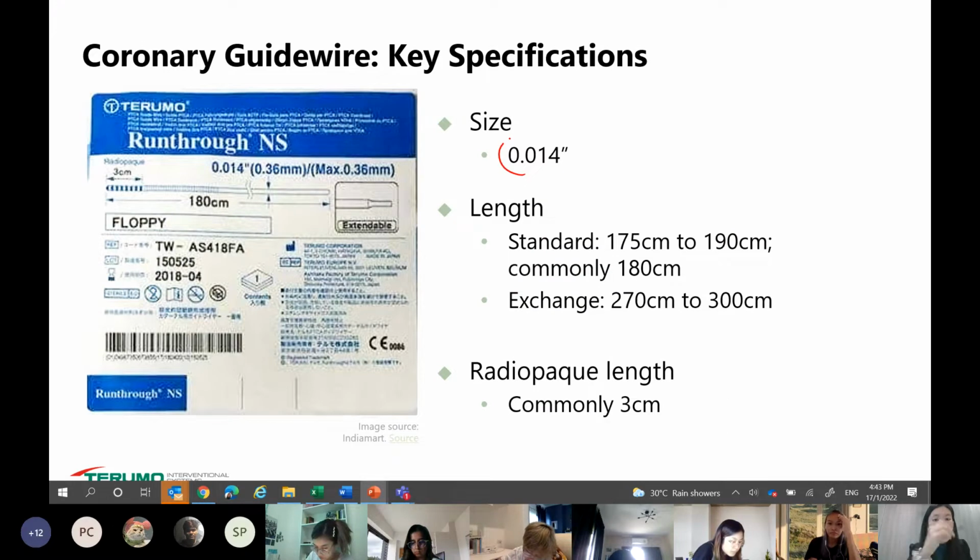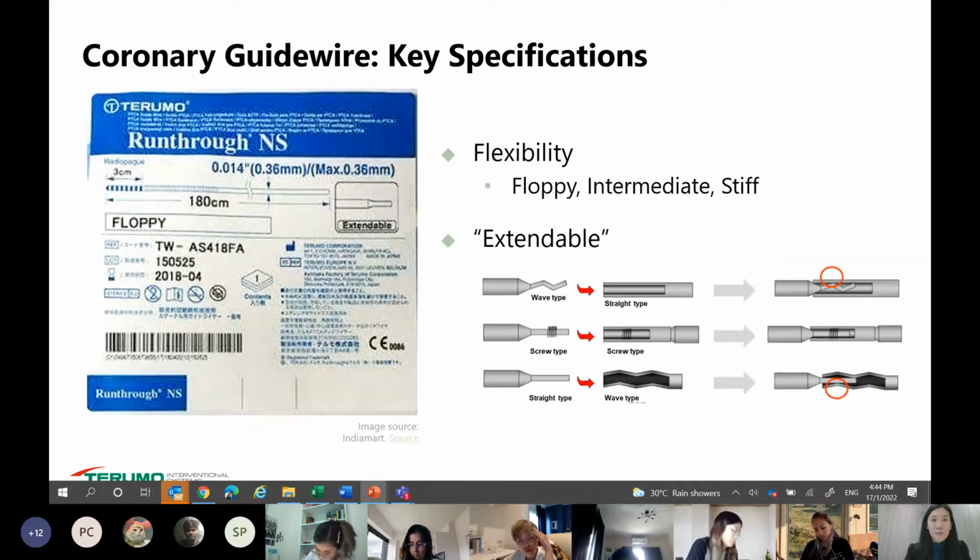Basically the size again is 014. There's rarely any other sizes used for CAD. Commonly used length is 180 cm, and radio opaque length, which means this part can be seen under Fluoro. So not the entire device can be seen very clearly under angio. Typically at the tip, you will see about 3 cm of radio opaque, and you will know that this is the guide wire within the coronary artery.